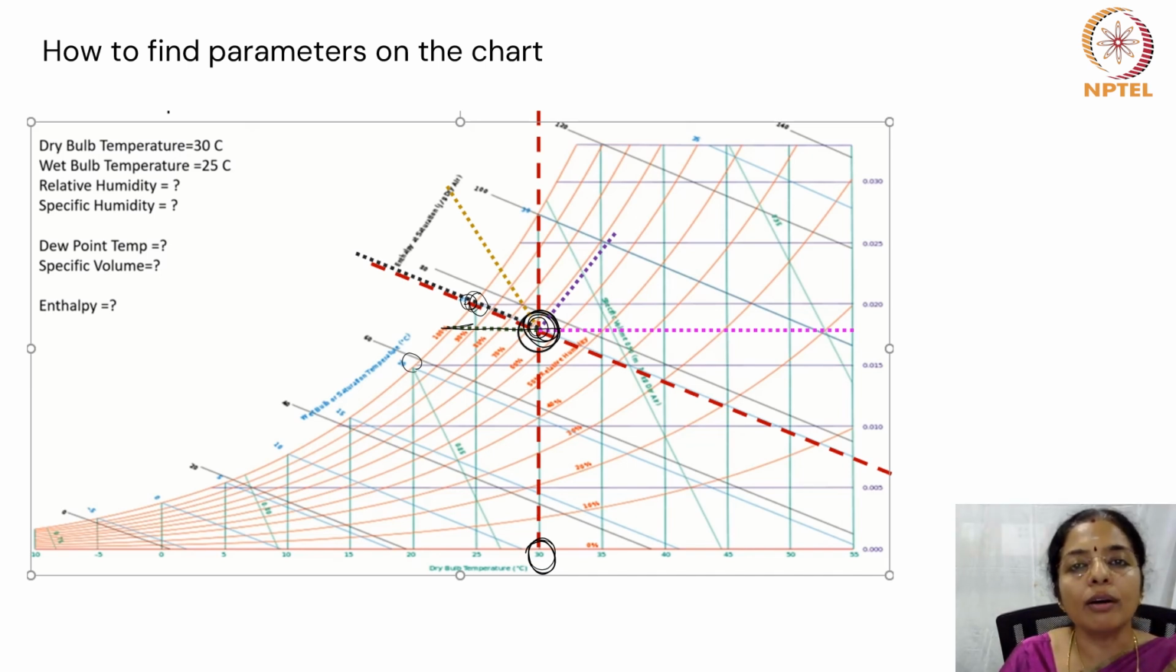Now for the relative humidity, draw a parallel line along the relative humidity curve. So this is the relative humidity curve, and you draw a parallel line like this. Now where is it? It is somewhere between 70 and 60, but closer to 70. So we will say approximately it is 68. Relative humidity is 68.